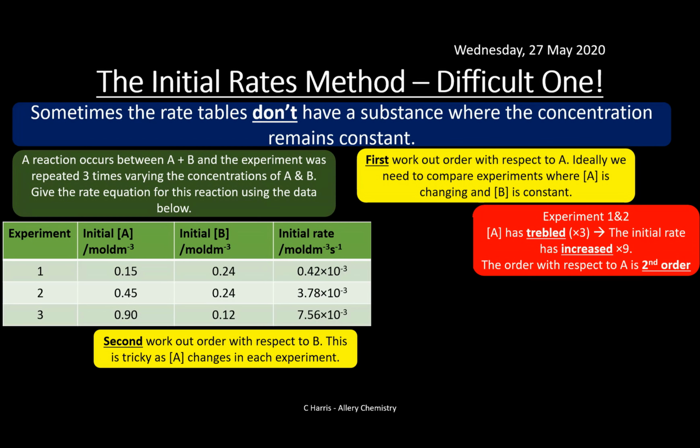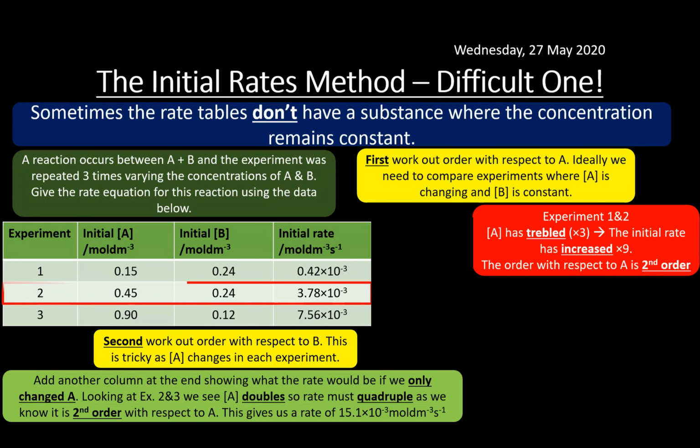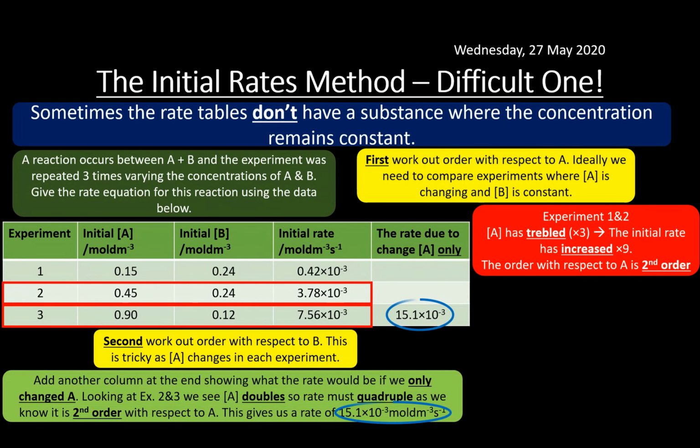So what we're going to do is add another column at the end showing what the rate would be if we only changed A. We're going to look here at experiment 2 and 3. We can see that the concentration of A is doubling. You can see that it's gone from 0.45 to 0.9. So in theory, if A only had an impact, and if we just ignore B for the time being, just imagine B doesn't exist, then the rate would quadruple.